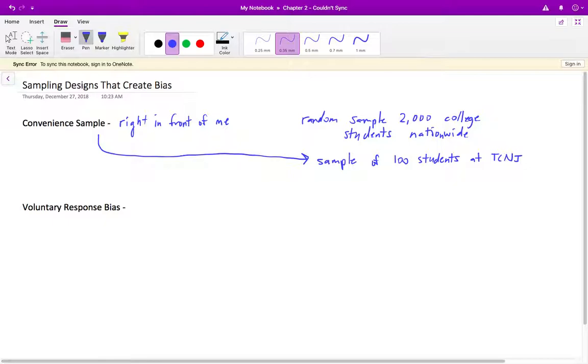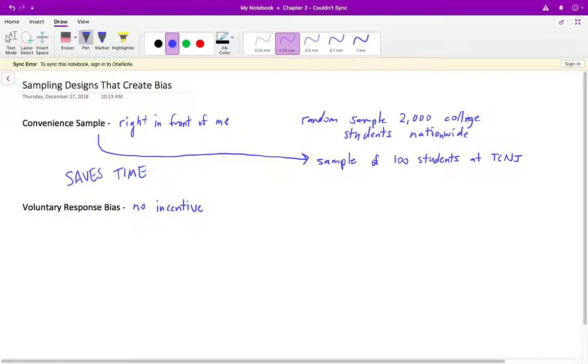Voluntary response bias. If I think of convenience sampling, I think of what's right in front of me. For voluntary response bias, I think of no incentive. And if I don't have an incentive to complete a task, I'm probably not going to do it. Think of the whole reason why we do a convenience sample. It saves time, right? Our time is arguably our most valuable commodity. So if I don't have to do something, I'm not going to do it. I only have 24 hours in a day.